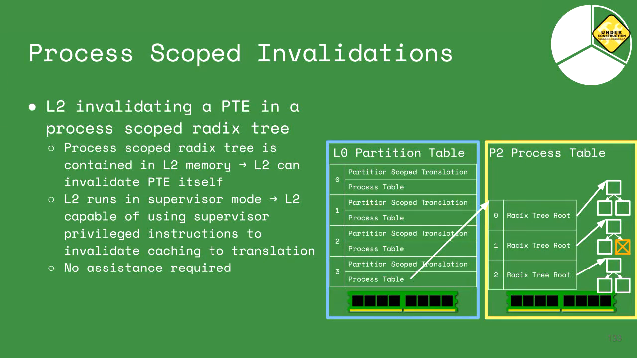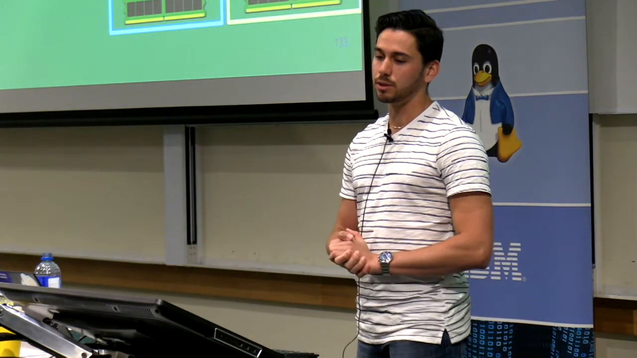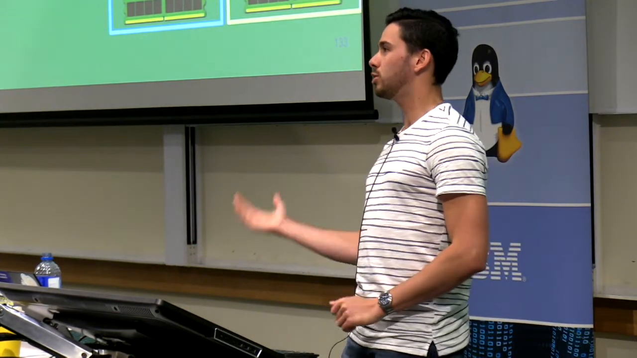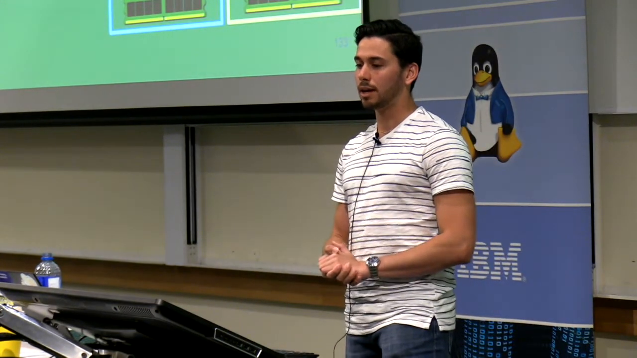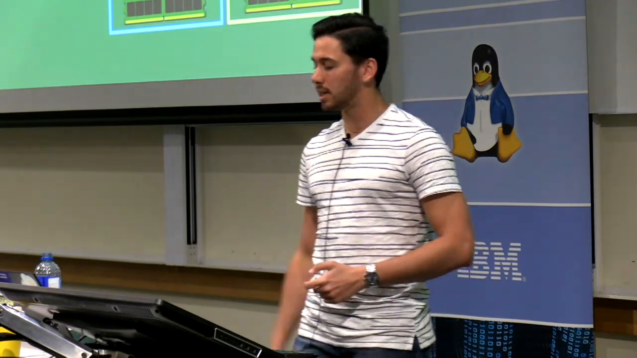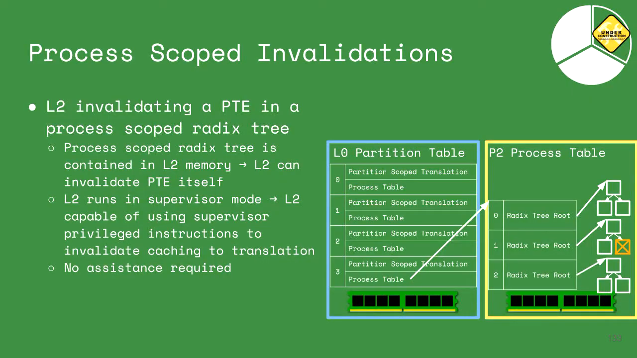Level 2 also runs in supervisor mode, and so is capable of using the supervisor privileged instructions to invalidate the hardware caching of these translations. And so when no assistance is required, level 2 and lower level guests are able to manage their own process tables and translations just as any other guest could, without any host intervention.